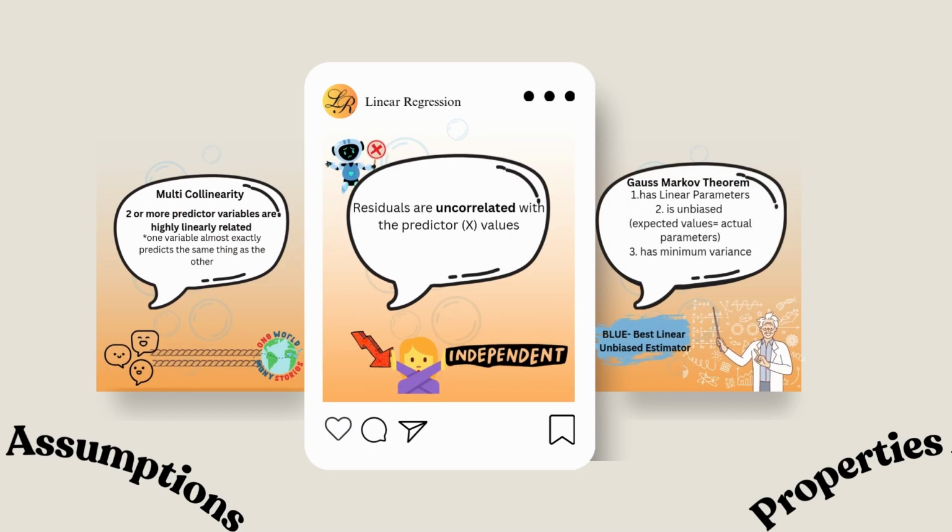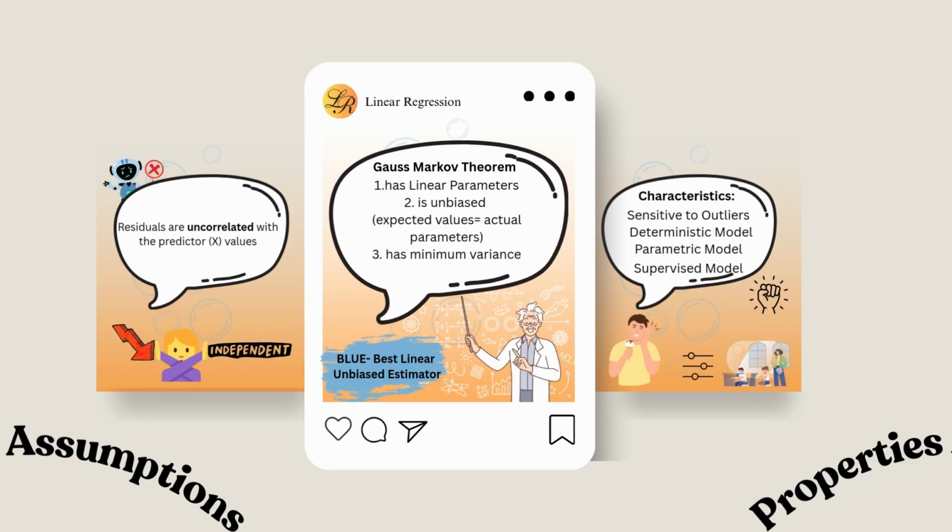Third property is residuals should be uncorrelated with predictors. If residuals are correlated with predictors, the feature values, it means that the model hasn't captured all the information from the features. Fourth property, according to the Gauss-Markov theorem, the estimator is linear in parameters, is unbiased, where expected value equals true parameters, and has minimum variance among all the linear unbiased estimators.